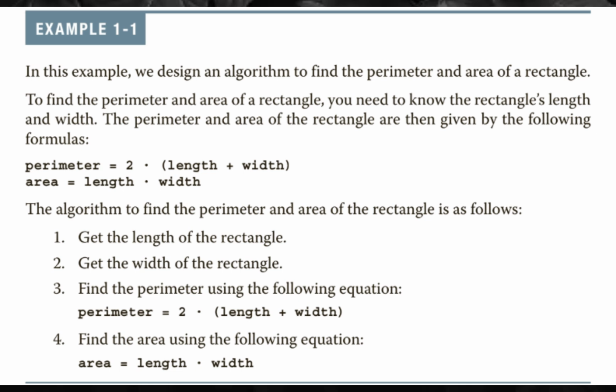As you know, to find the area of a rectangle, you need to know its length and width. So the perimeter is equal to 2 × (length + width), and the area is equal to length × width. The algorithm to find the perimeter and area of a rectangle is as follows: get the length of the rectangle, get the width of the rectangle, find the perimeter using the following equation, perimeter = 2 × (length + width), and find the area using the following equation. This is how you can find the needed values in C++ programming using an algorithm to find the perimeter and area of a rectangle.